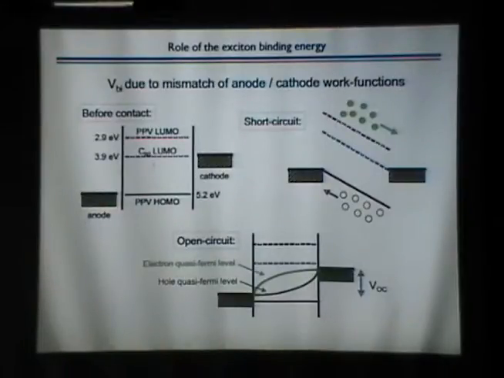When you put it into short circuit, that means you are connecting the anode to the cathode, just connecting a wire here. They must be in chemical equilibrium. They must have the same chemical potential. That means they have to line up.